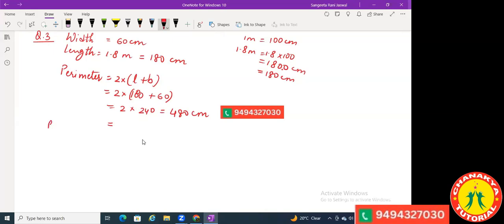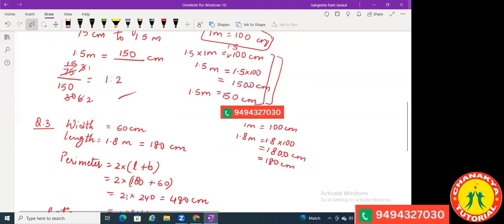So this is 480 centimeters. Now I have to find the ratio. What am I asked to find in the ratio? Ratio of width to the perimeter. This is what I'm asked to find out. That means width in the numerator, perimeter in the denominator. Now width is 60, perimeter is 480. 0 gets cancelled, and I get 6 ones are 6, 6 eights are 48. So I get 1:8. This is the ratio in the lowest form.